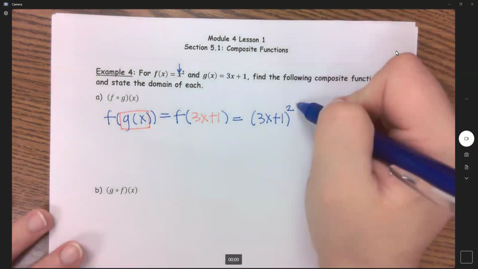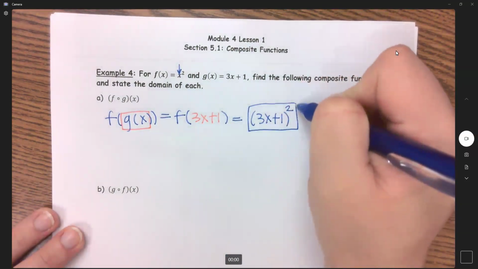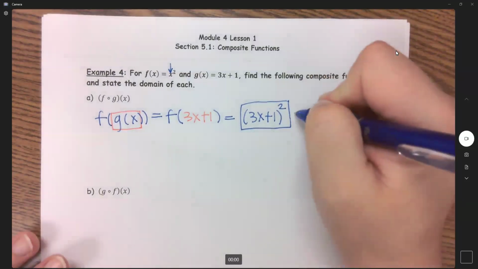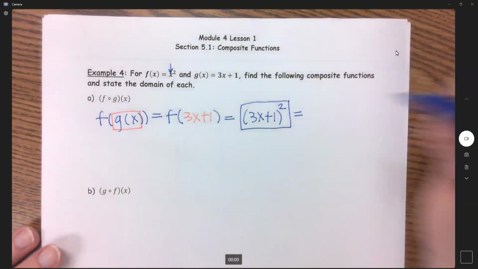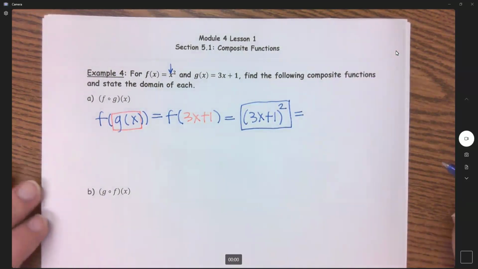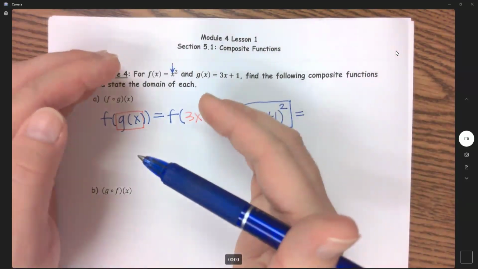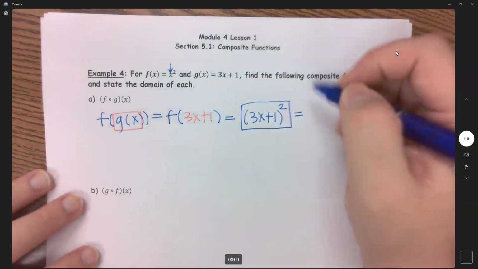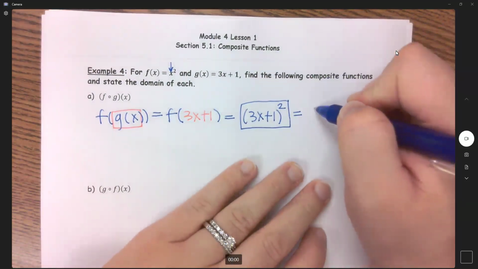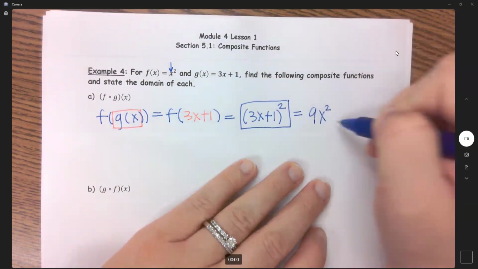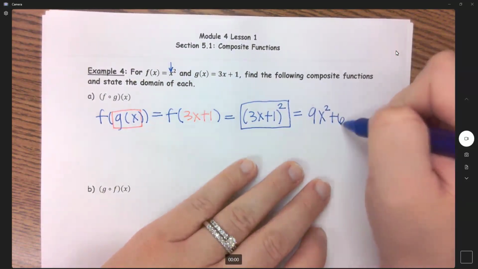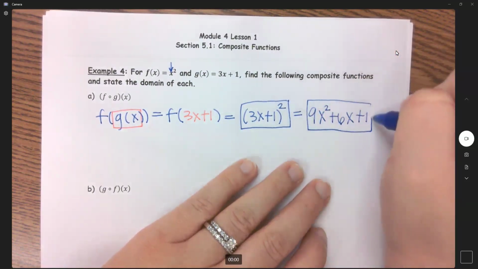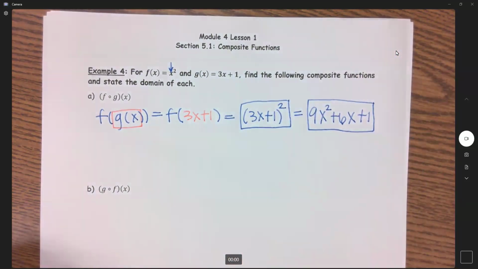My math lab will more than likely, I would assume, take that answer. But we also need to be familiar with expanding that out. So that would be the same as (3x plus 1) times (3x plus 1). Then you would FOIL and combine your like terms. And so we would get 9x squared plus 6x plus 1. So those are equivalent answers.